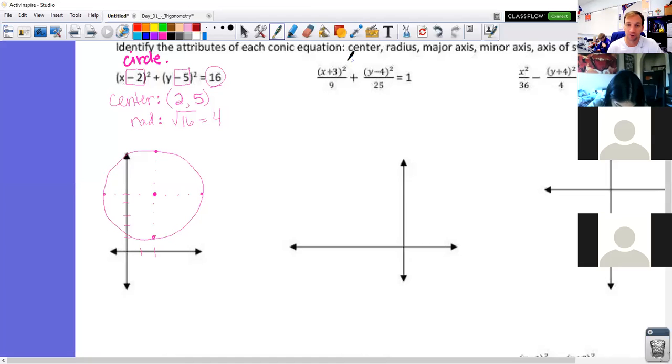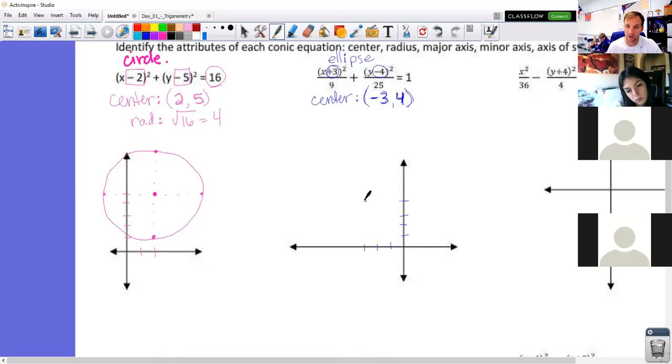Okay, this next one, if you'll notice, we have (x plus 3) squared over 9 plus (y minus 4) squared over 25 equals 1. So hopefully you're able to recognize this as being an ellipse. So for an ellipse, we still have to find the center of our ellipse. And just like your circle, that's the opposite of your parentheses. So a plus 3 becomes a negative 3 coordinate, and a minus 4 becomes a plus 4 coordinate. So we have a center at negative 3, positive 4.